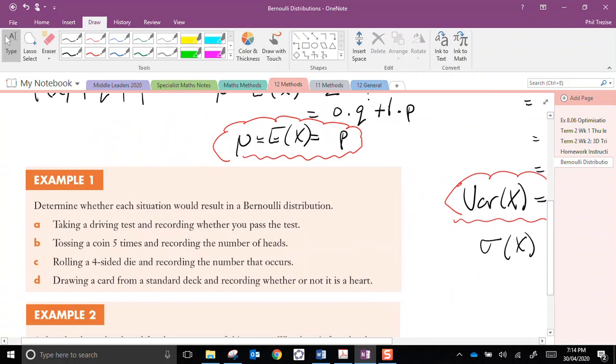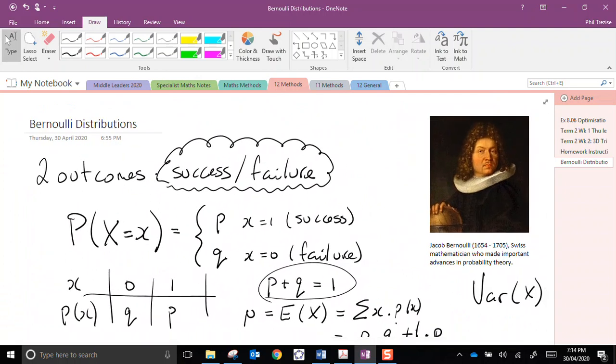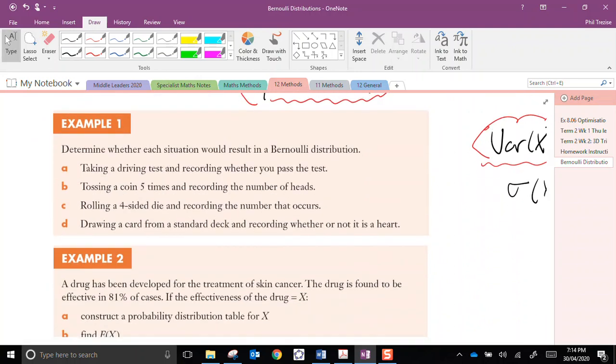So, first example, determine whether these individual situations would result in one of these Bernoulli distributions. Now the most important defining characteristic is 2 outcomes. So you take a driving test and you record whether you pass the test. Well, passing is one outcome, failing is the other outcome. Yes, this is a Bernoulli event. Tossing a coin 5 times and recording the number of heads. Well, you could get 0 heads, or 1 head, or 2 heads, or 3 heads. Well, no, there are more than 2 possible outcomes.